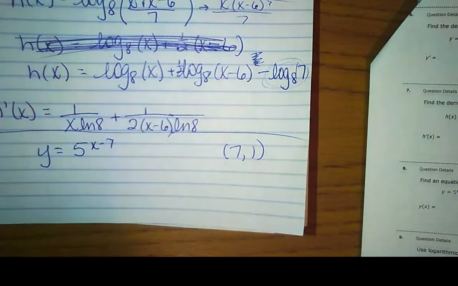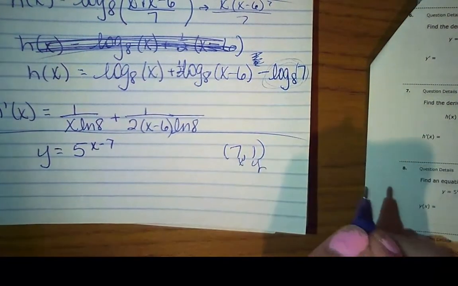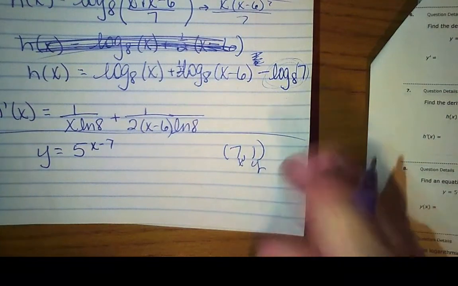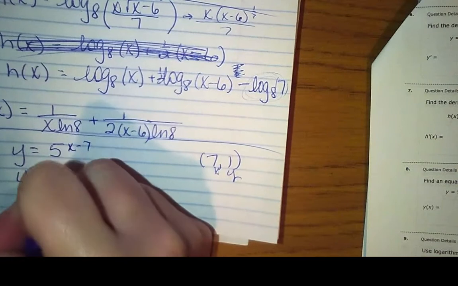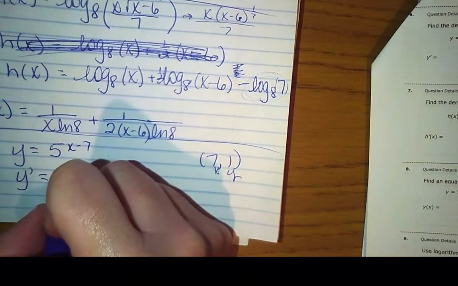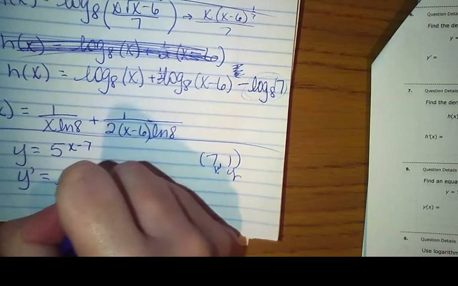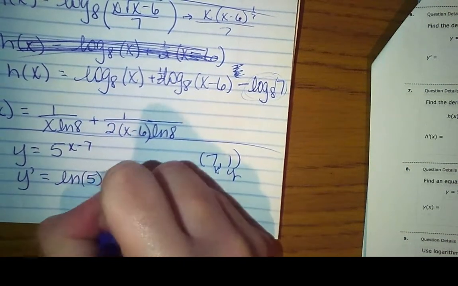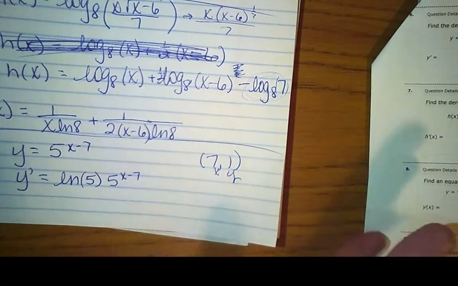And when I have that, I have an x value and a y value, but I need an m in order to find the equation of the tangent line. So take a derivative, which is y prime equals the natural log of the base times what's sitting there times the derivative of the exponent, which is just 1.